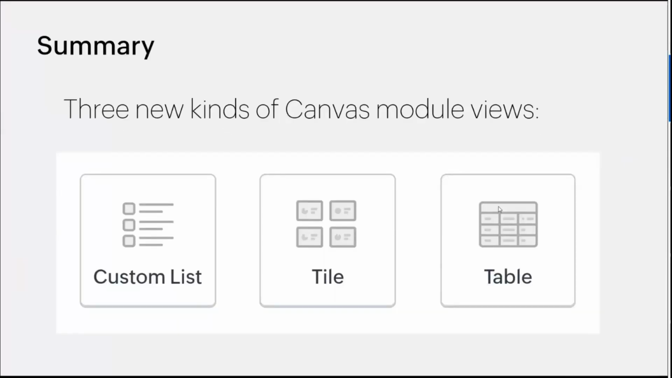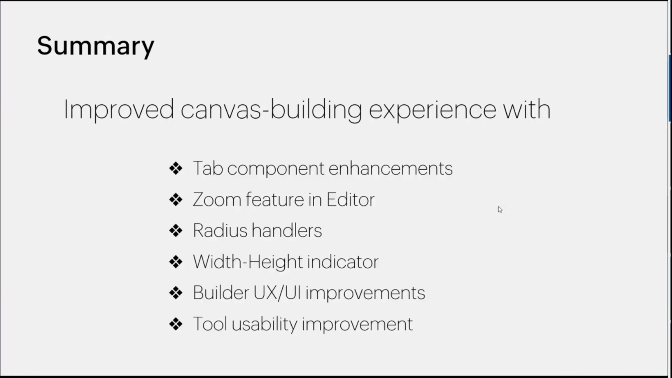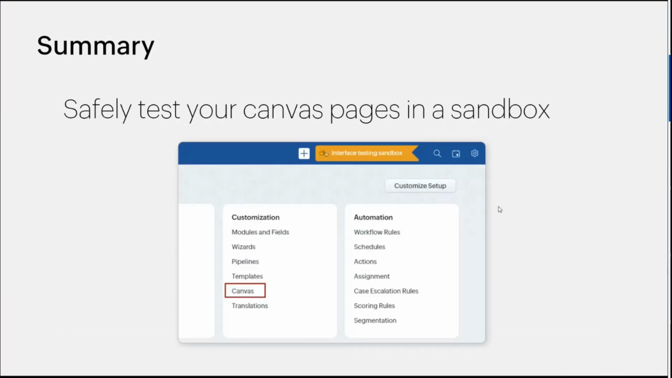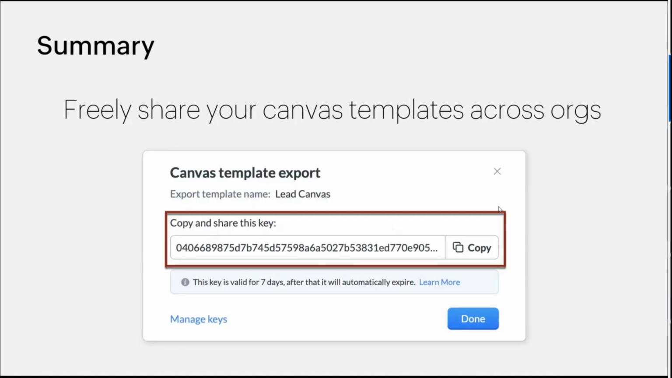So let's quickly summarize what we've seen so far. We've added 3 new Canvas module view types. We've improved the Canvas builder with a lot of useful changes like zoom, quick slider, instant style change, and so on. Next, you can test your Canvas pages within the safe walls of a sandbox. And finally, you can export and import Canvas pages across CRM organizations. Okay, so all the hard work is done. Now it's playtime.